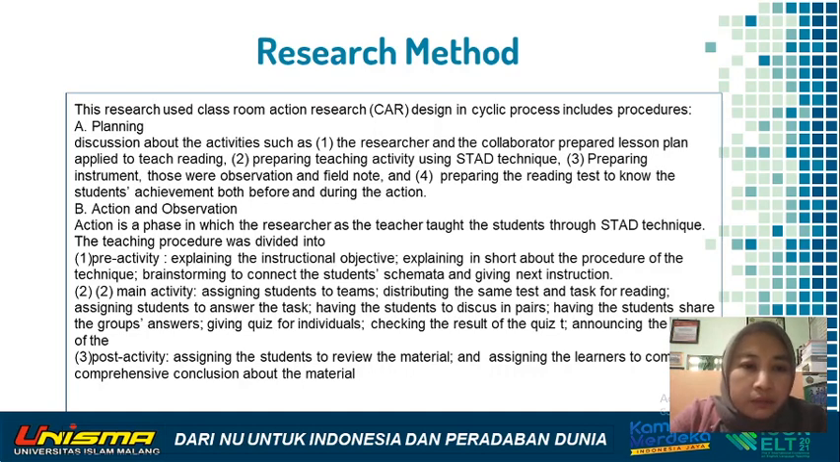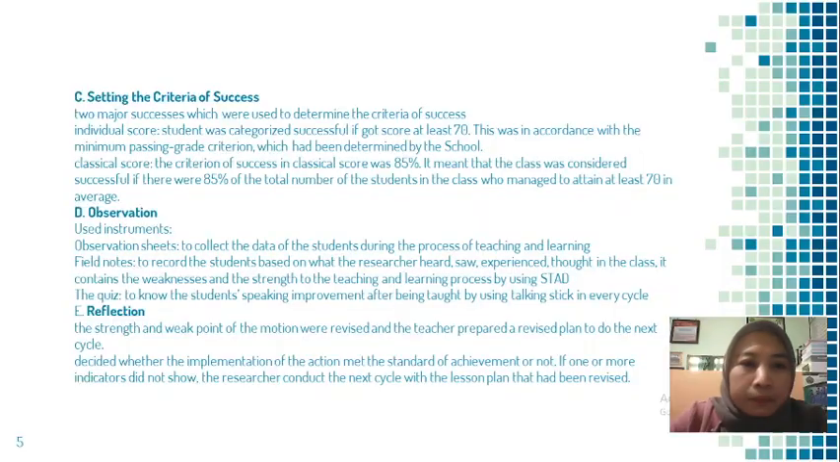Second, main activity, consists of assigning students to teams, distributing the same texts and tasks for reading, assigning students to answer the tasks, having the students discuss in pairs, having the students share the group answer, giving a quiz for individuals, checking the result of the quiz, and announcing the result of the test. The third activity is post-activity, consisting of assigning the students to review the material and assigning the learners to compose the comprehension conclusion about the material.